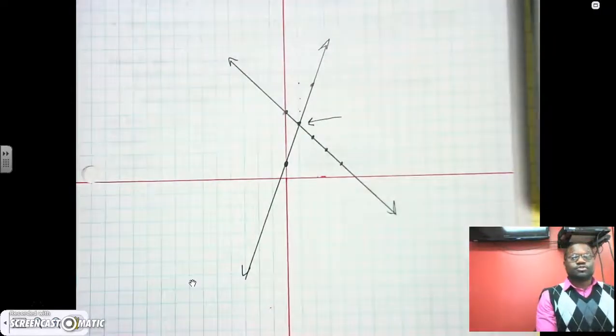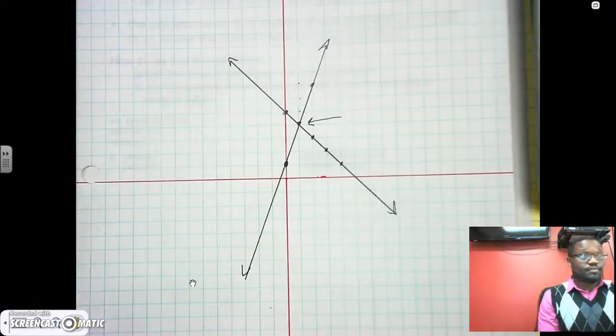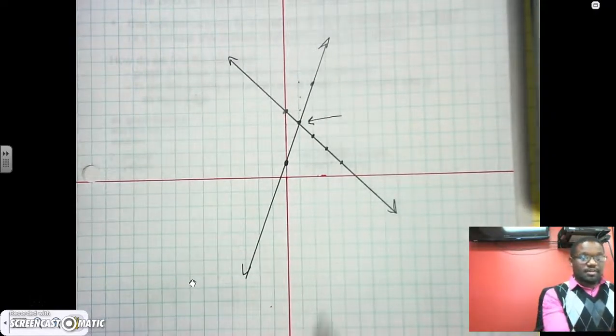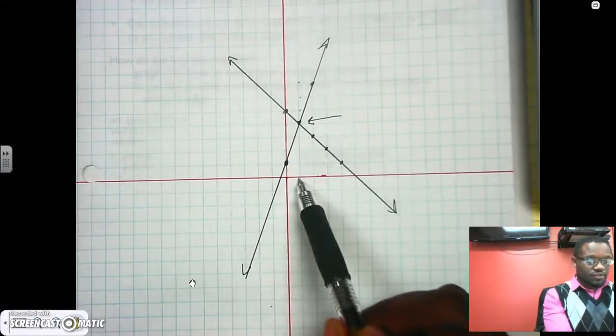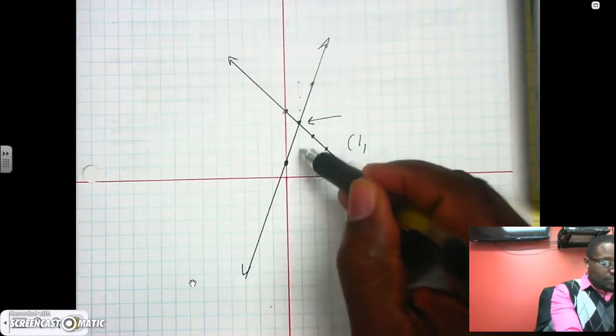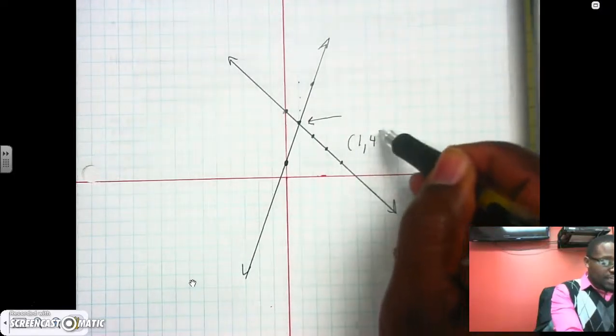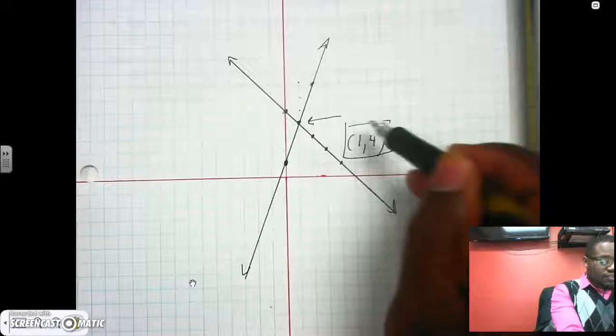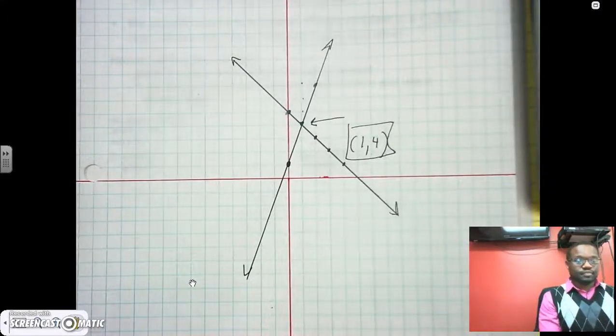So when you graph, you don't stop right here. What you do is actually finally write what your answer is. My answer is over to the right 1 and up 1, 2, 3, 4. So that is the point of intersection for those 2 lines there.